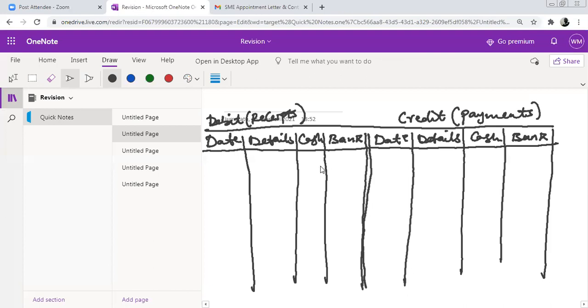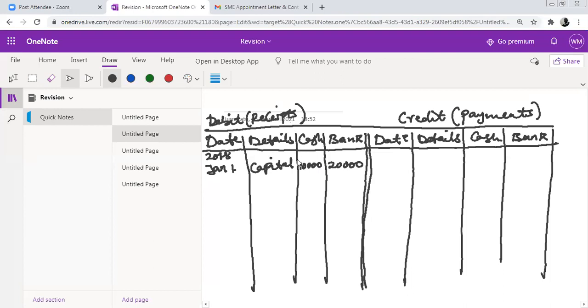So the first transaction says that started business with a capital in bank 10,000 and cash 20,000. So that is money the business is receiving from the owner in form of capital. So it is a receipt to the business. It is not a payment. So because it is a receipt, we shall come here and we say, let me say this is 2018, January 1, the business received capital and the cash was 10,000 and the bank was 20,000. So the cash amount, we put it in the cash column. The bank amount, we put it in the bank column, but both of them on the receipt side.